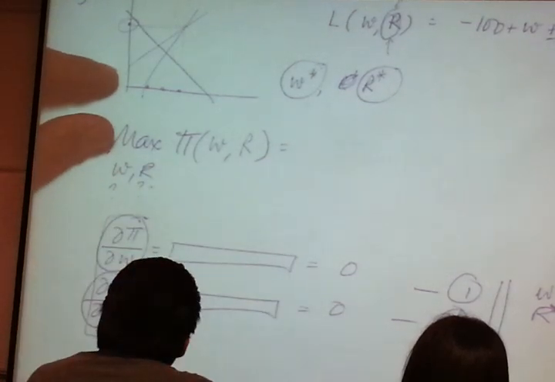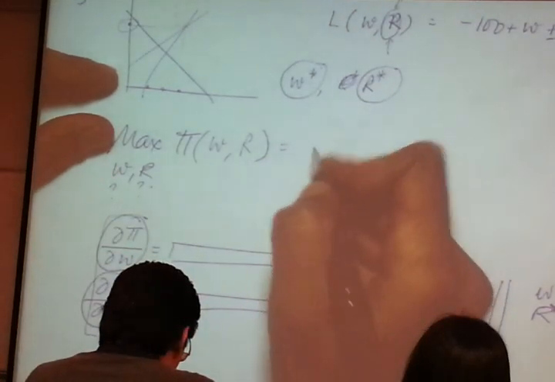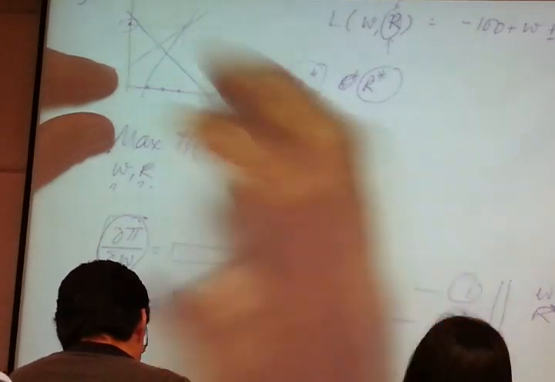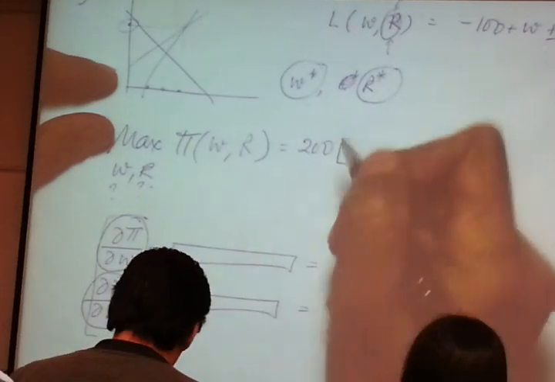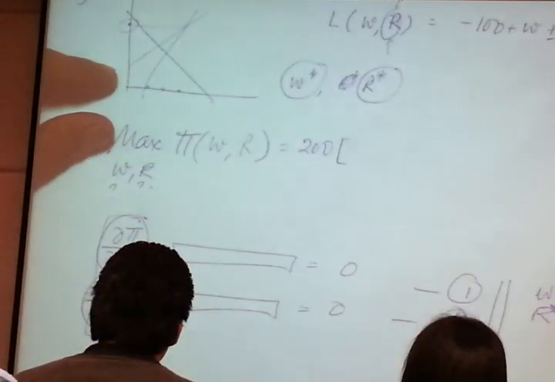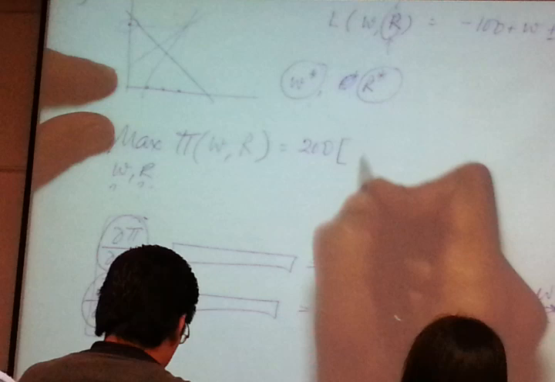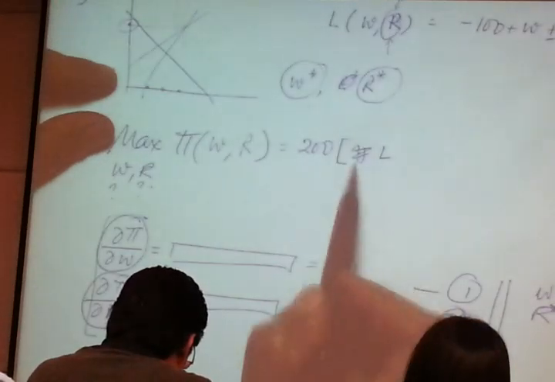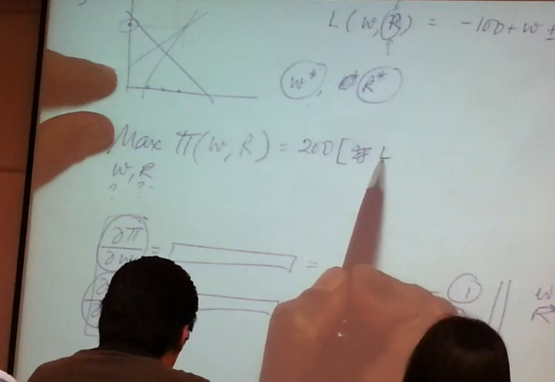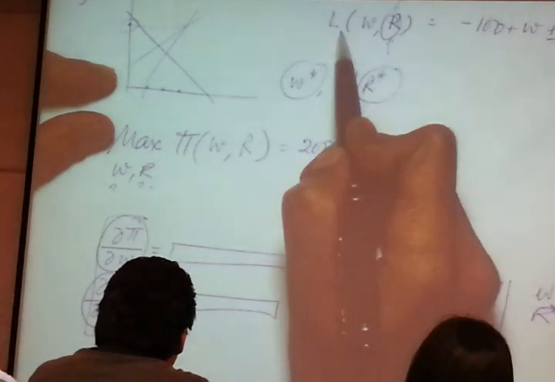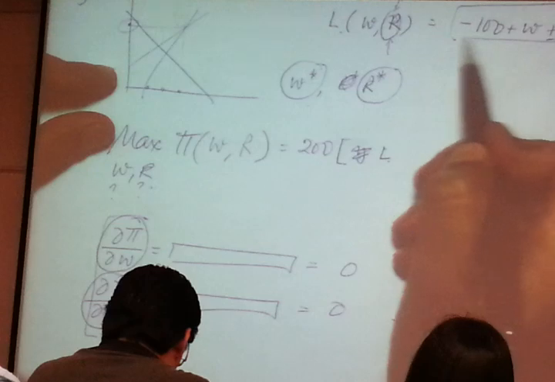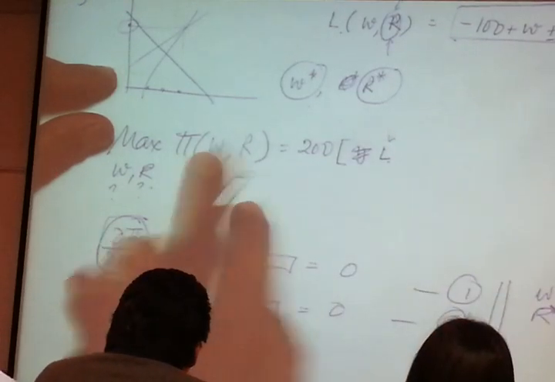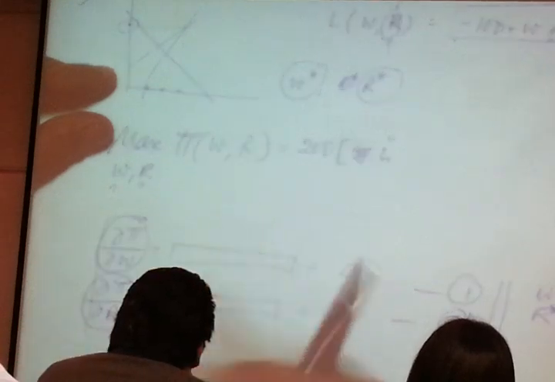Profit is revenue minus cost, right? Revenue is price, which is 200 fixed, times output. I don't want output ever. If it's an unconditional demand related question, I want to replace not Y but L. The reason I am replacing it with L is because I know L itself is a function of W and R. Later I will put this in. That's the idea. I'm getting the whole function in terms of W.